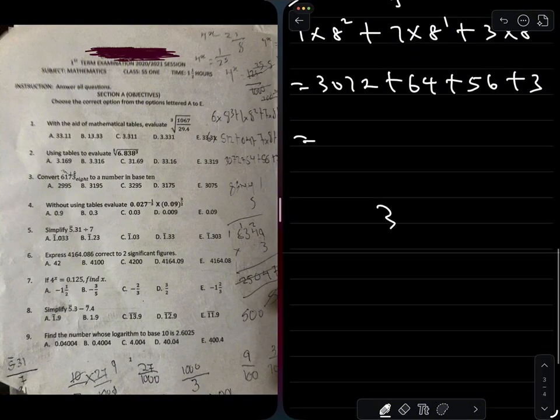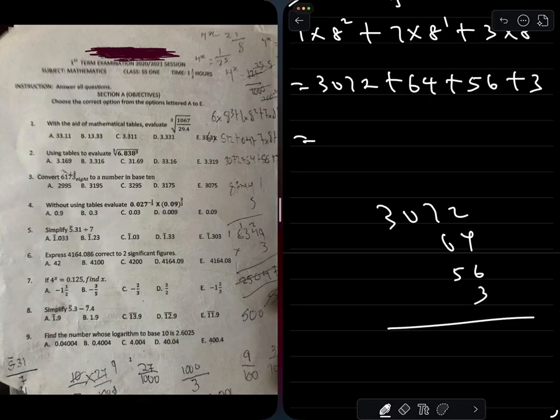Let's add. 3072 plus 64 plus 56 plus 3. What do we have? That's 6, 12, 15. 5 carry 1. 8 plus 6, 14, plus 5, 19. 9 carry 1. 1 plus 0, 1. 3 plus nothing, 3. And the answer is what?